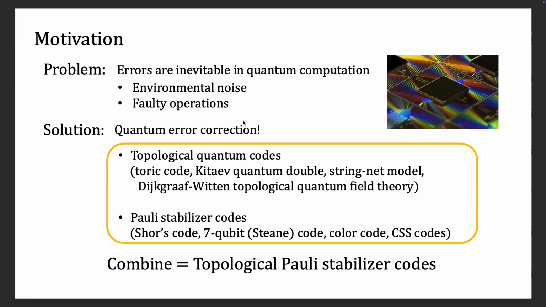And later on, we have the generalized construction of the quantum double. Similarly, Xiao-Gang Wen and Michael Levin have their own string-net model. And more generally, the Dijkgraaf-Witten topological quantum field theory can also be understood as a generalized version of a quantum error correction code. So in today's talk, I want to combine these two approaches. I want to study the topological quantum code such that it can be represented in a Pauli stabilizer formalism.